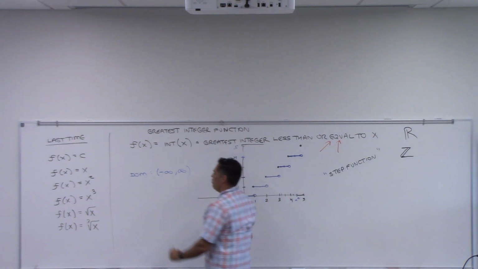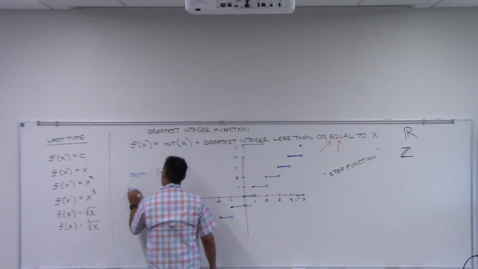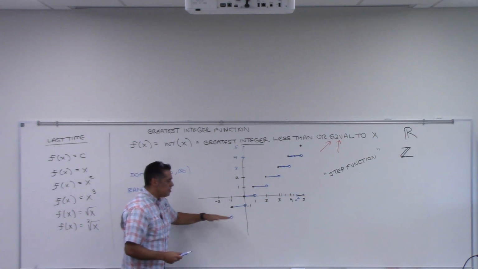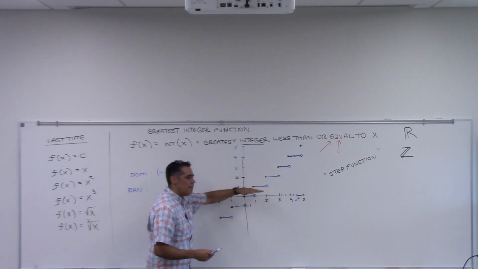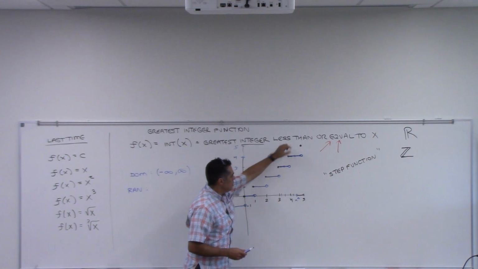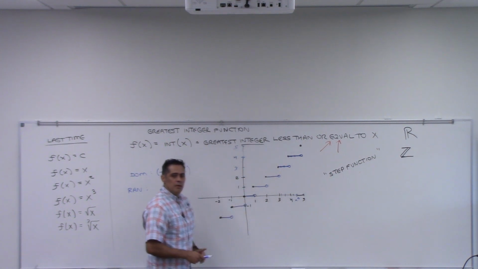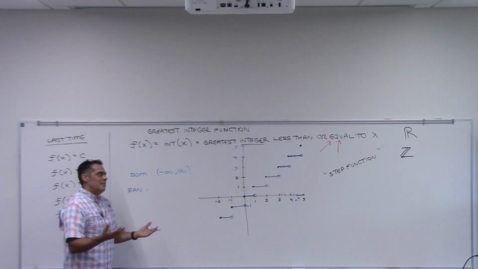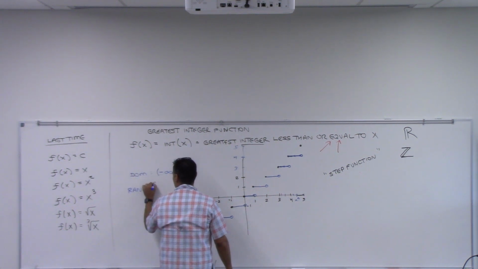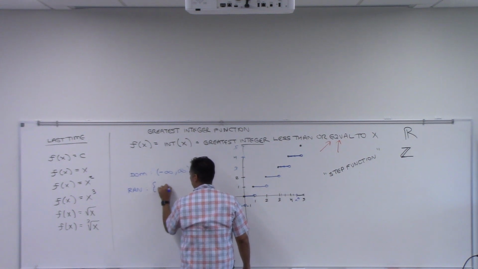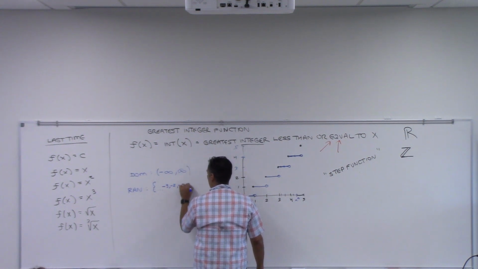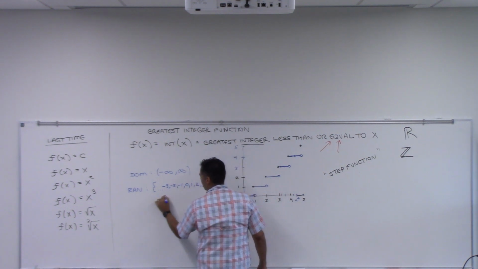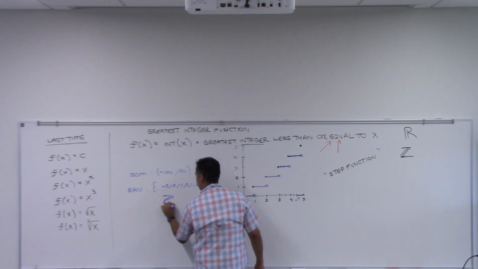The range is a tricky one. What's the range? All the integers, right? Think about the outputs. You're only going to get the integers as outputs, right? 0, 1, 2, 3, 4. You don't have anything in between, do you? So how do we say the range is the integers? We could just use Z, or we could write it like this: dot, dot, dot, -3, -2, -1, 0, 1, 2, 3, dot, dot, dot. That's your integers. Sorry, that's sloppy.